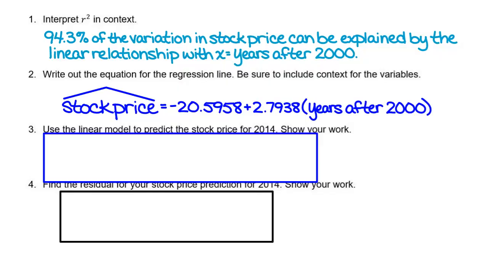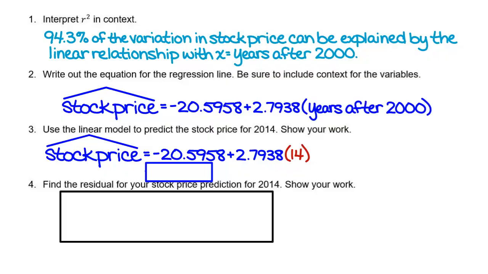Use the linear model to predict the stock price for 2014. Show your work. So what are we putting in for X? 14. What did you guys get for this one? 18.5174. We're talking about money though, so what should we round to? 18.52. Love it.